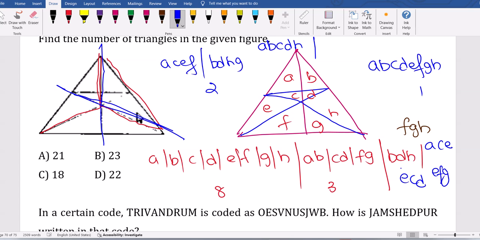A, B, C, D, E. But this is taking too much time. We can do some more. Yes, other one? F, D. H, D, C. Yes, HDC.